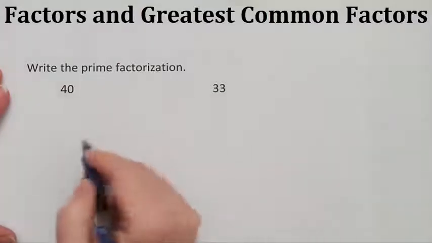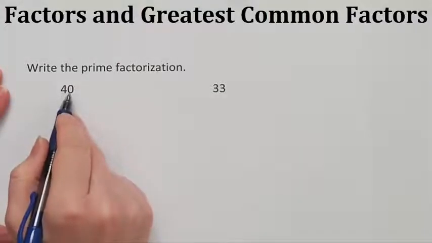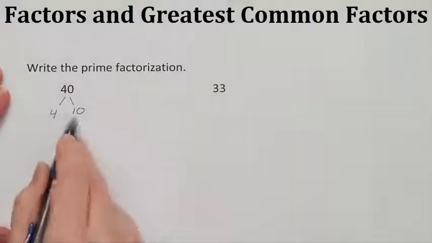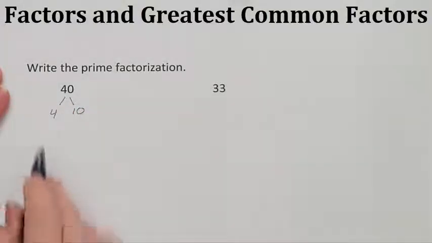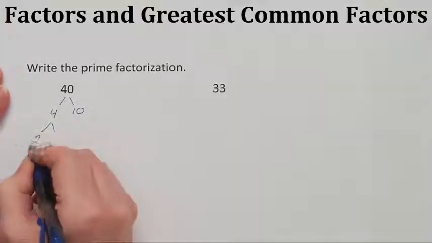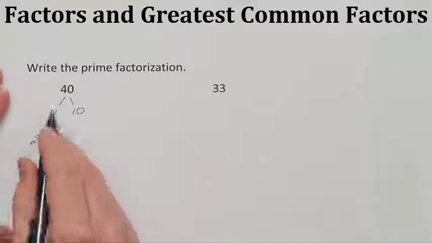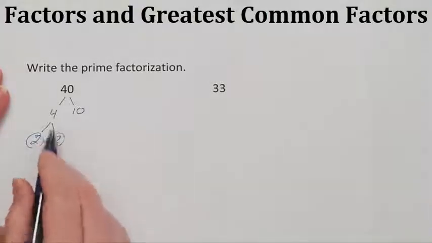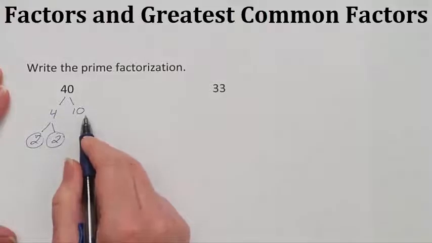40. How can I break up 40? Well, I know that it ends in a 0, so I know I must be able to multiply by 10. So 4 times 10 is 40. 4 is not prime, so I need to break 4 up into two numbers, which is 2 times 2. 2 times 2 gave me 4. 2 is prime. Those branches end. So I have to come over here and finish the 10.